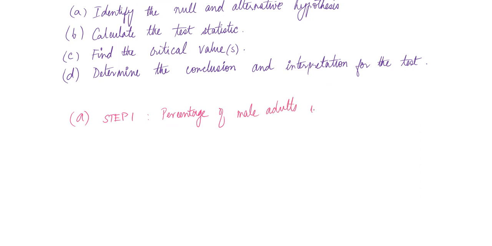Of male adults with 23.1 BMI is less than 42%. Okay, so go for the clue. Percentage here indicates the proportion. And remember, your claim is always about the population, so population proportion, with BMI. Okay, all that is less than, use the less than symbol. And 42%, we write it as a decimal, 0.42.